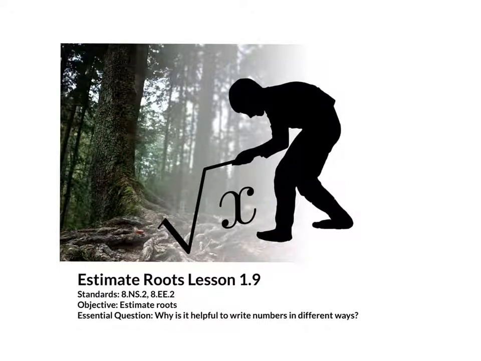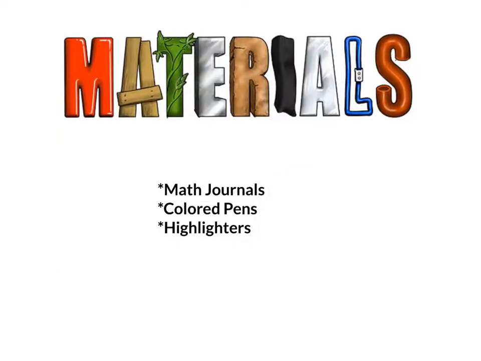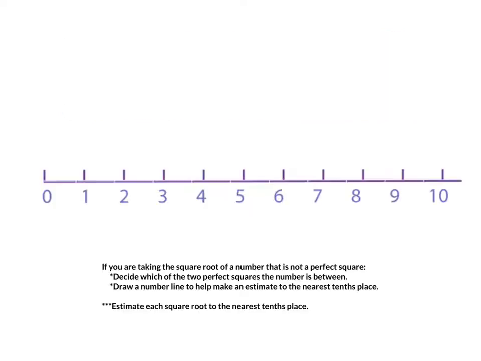Today's lesson is Estimate Roots, Lesson 1.9. The standards that we'll cover are 8.NS.2 and 8.EE.2. The objective is to estimate roots. The essential question is, why is it helpful to write numbers in different ways? The materials you'll need will be your math journals, colored pens, and highlighters.